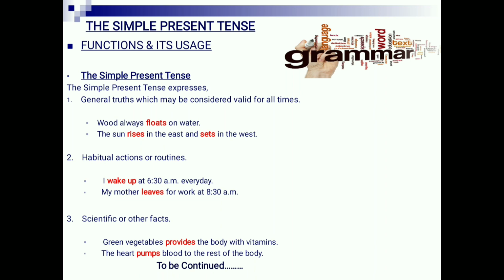Now the third one is scientific or other facts. Like green vegetables provide the body with vitamins. Students, here is a typing mistake, I have written here provides. Vegetables is in plural form, and here the verb will come in base form, means we don't have to add s here. So green vegetables provide the body with vitamins. This is the correct one. The heart pumps blood to the rest of the body. See, when there are scientific or other facts, that time we can use simple present tense.